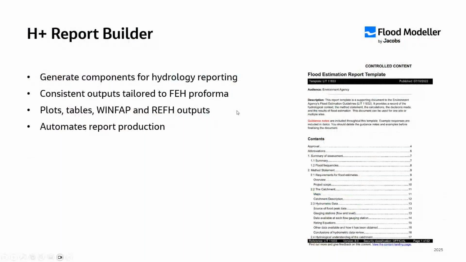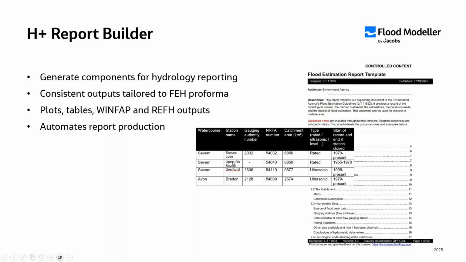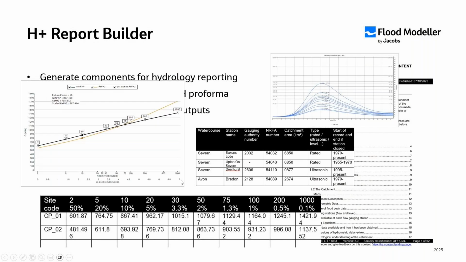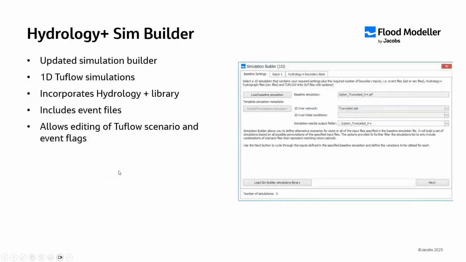So we have the Hydrology Plus report builder coming next, which generates components for the hydrology reporting. You have consistent outputs tailored to the FEH proforma. You have plots, tables, WINFAP, and ReFH outputs, and it automates the report production. And then we also have the Hydrology Plus Sim Builder, so you can use the CSV files that you have created during your Hydrology Plus analysis within the simulation builder, and you can create your simulation files much quicker. So it's just using a matrix.